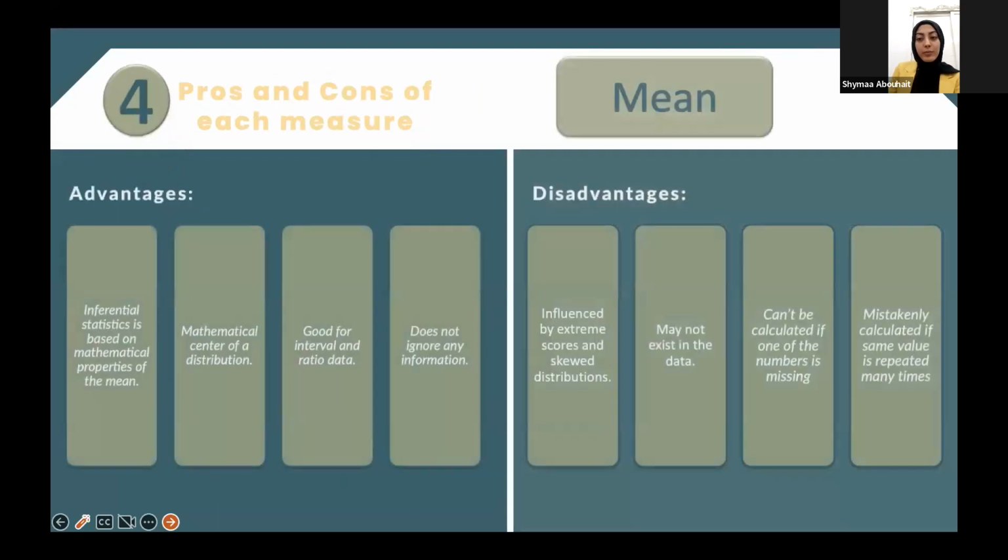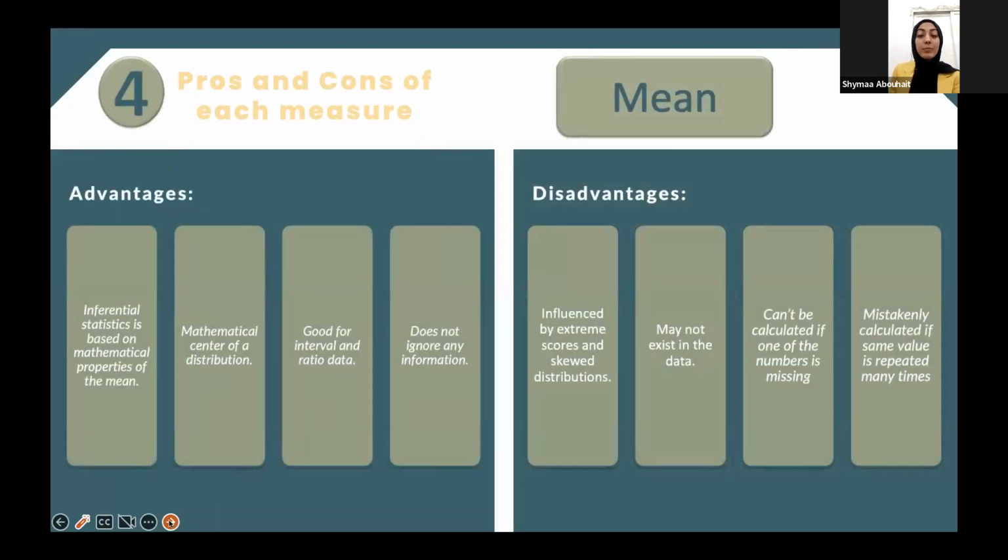Okay, so starting off with the mean. One benefit of calculating the mean is that it can be used to draw conclusions about the data we have, given the examples of standard deviation and variance. Or in other words, it is the base of inferential statistics. And as previously mentioned by my colleague Rahaf, it can be useful when describing interval and ratio data. And it represents the center of normally distributed data.